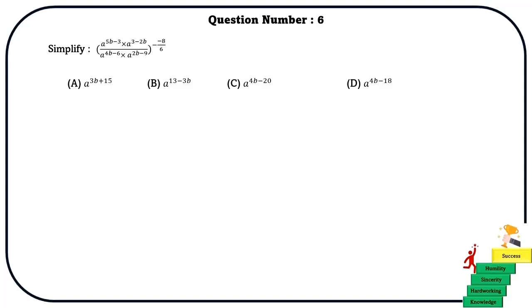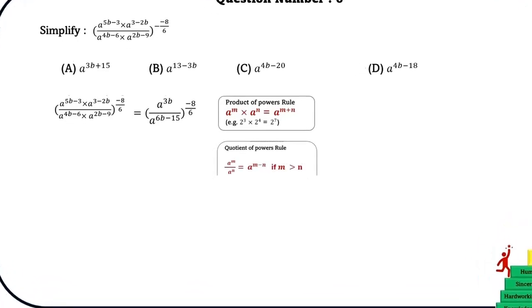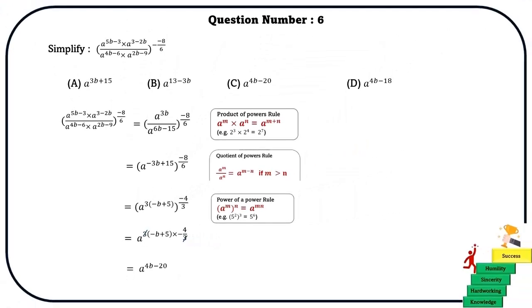Question number 6. Simplify the following. First, we can use the product of powers rule. Then, we can use the quotient of powers rule and simplify it further. Then, using the power of a power rule, simplifying, a to the power 4b minus 20.